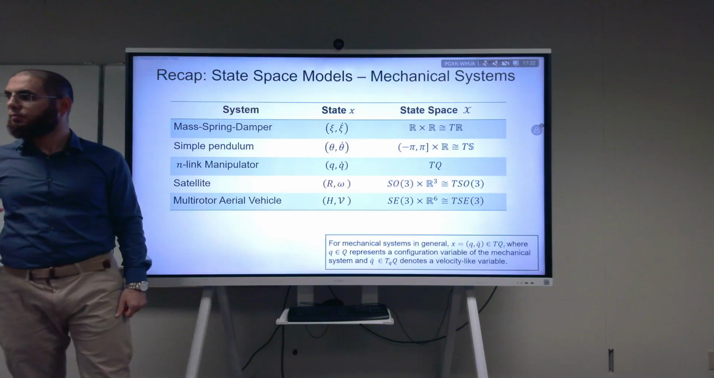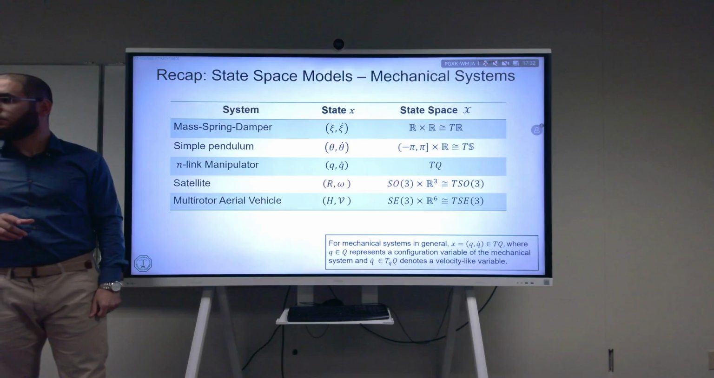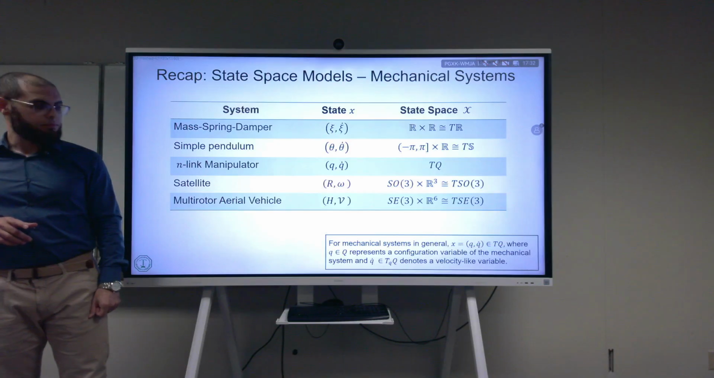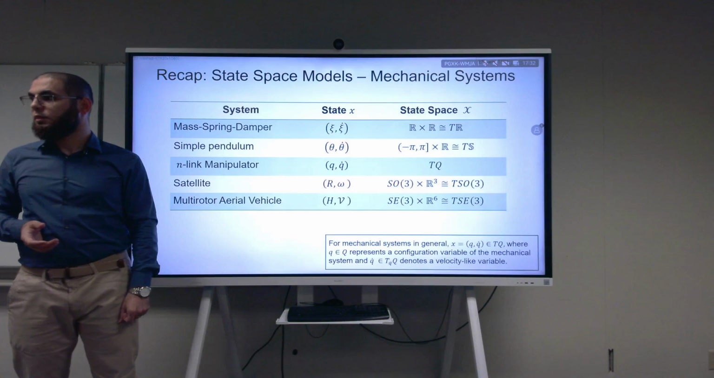For the multi-rotor aerial vehicle, the state will be the twist and the H, which is the pose of the rope. How about the wrench? The wrench is not a state.